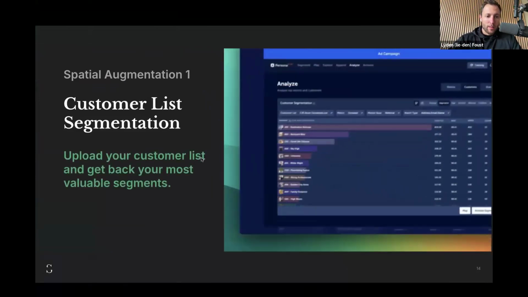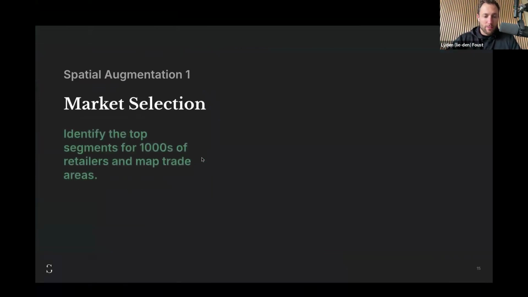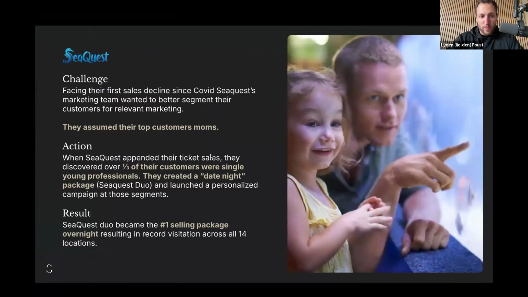Cool. Last little case study for you guys here. We had a customer, SeaQuest. They have 14 different aquarium locations across the United States. They will often show up in malls. And they started seeing their sales slip for the first time since COVID. And they got a new CMO.